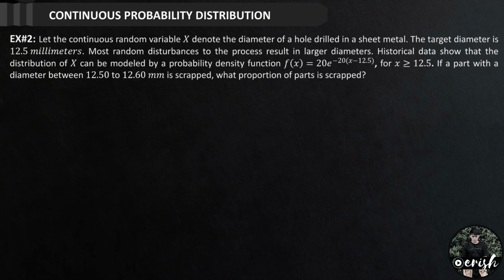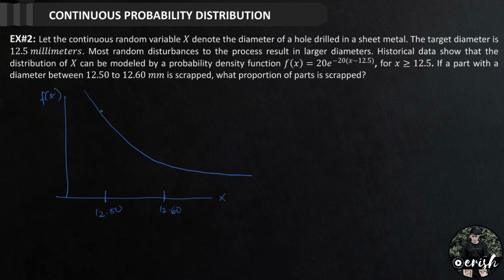So let's draw first the graph. This is the f of x, and this is the random variable x. Again, the question, if a part with a diameter between 12.5, this is the 12.5 millimeters, and this is the 12.6 millimeters. So, wala tayong exact value ng probability density function like example number 1. So, possibly, this is the graph, and 12.5 here, 12.6 here. Again, the probability of parts scrapped between 12.5 to 12.6. Ito yung area na yan.